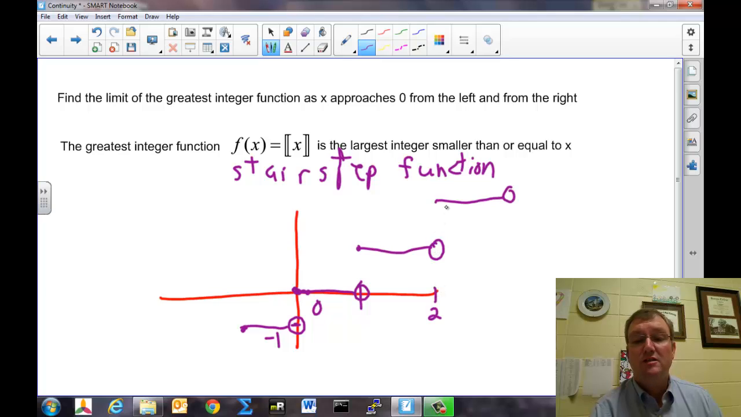What type of discontinuity is there at every integer? There's a jump discontinuity, because the function's jumping from down here at the number 1 up to the number 2.